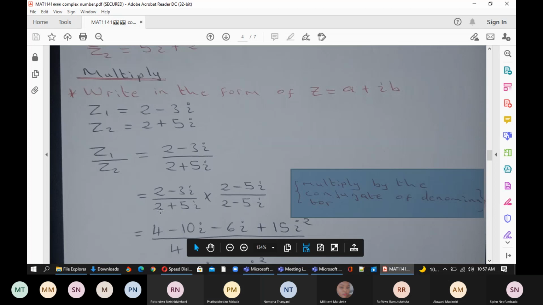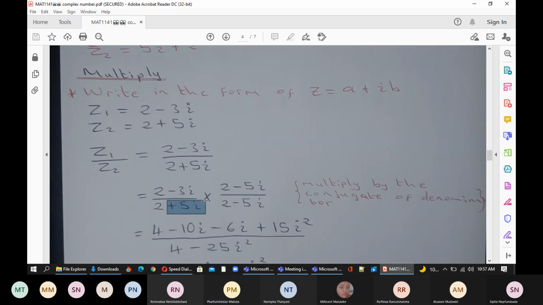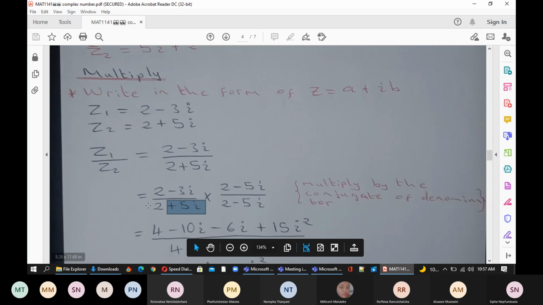So the denominator is this one. Remember, for the conjugate, what do we change? We change the sign of what? This is the imaginary part. We change the sign of the imaginary part. So now we multiply by the conjugate of the denominator. The conjugate of this one is 2 minus 5i.